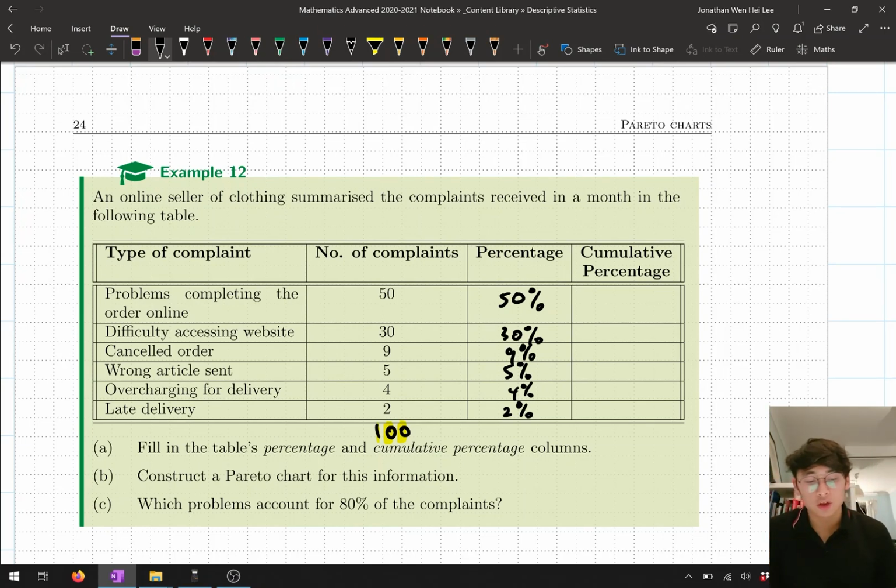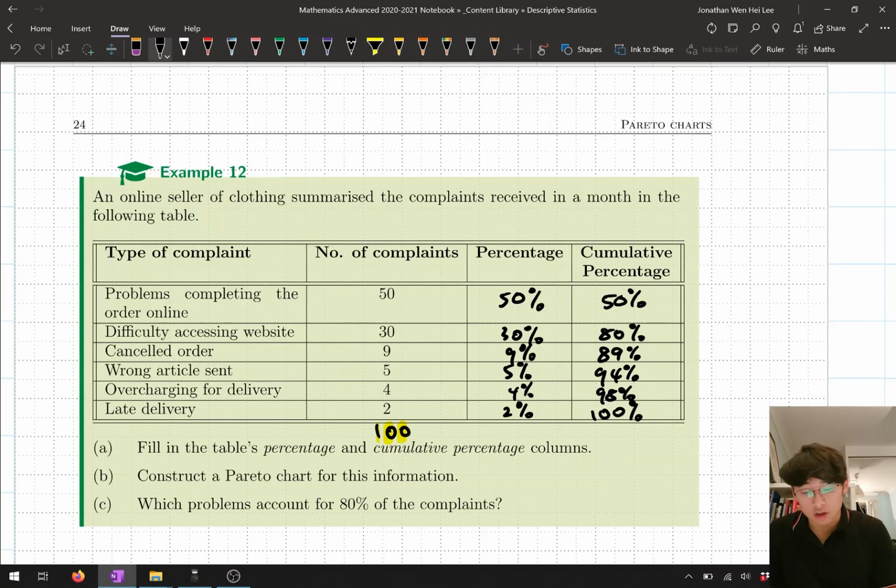Now we want to look at cumulative percentage. Just like we do in our cumulative frequency columns, all we need to do is add on all our percentages together. So here I have 50%, then add on the 30, 80%, add on that 9, 89%, add on the 5, 94%, add on the 4, 98%, and then add on that last 2%, which is 100%, which is what I should expect.